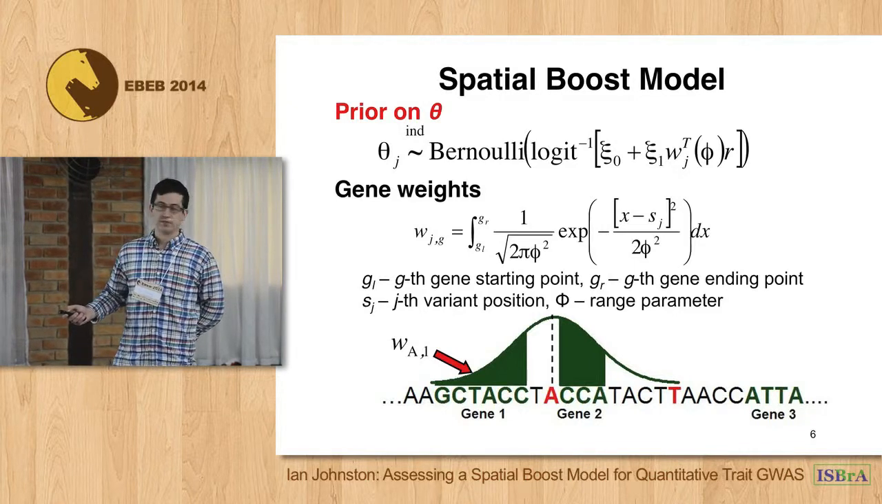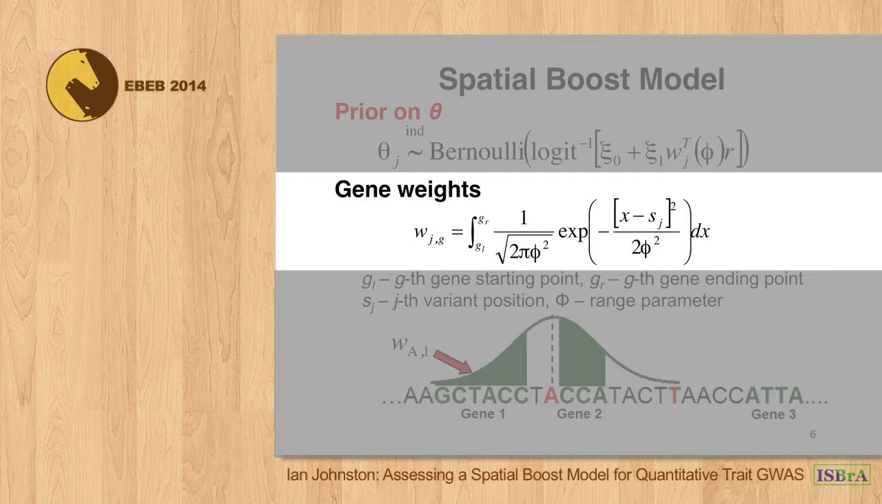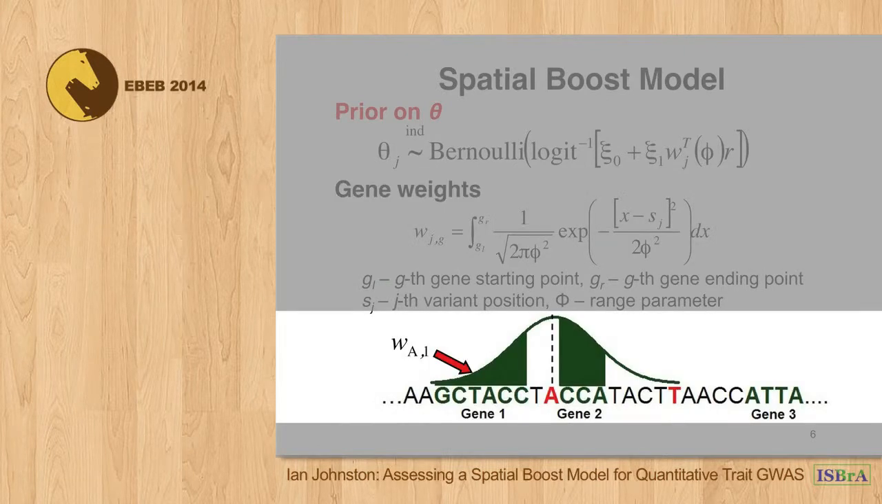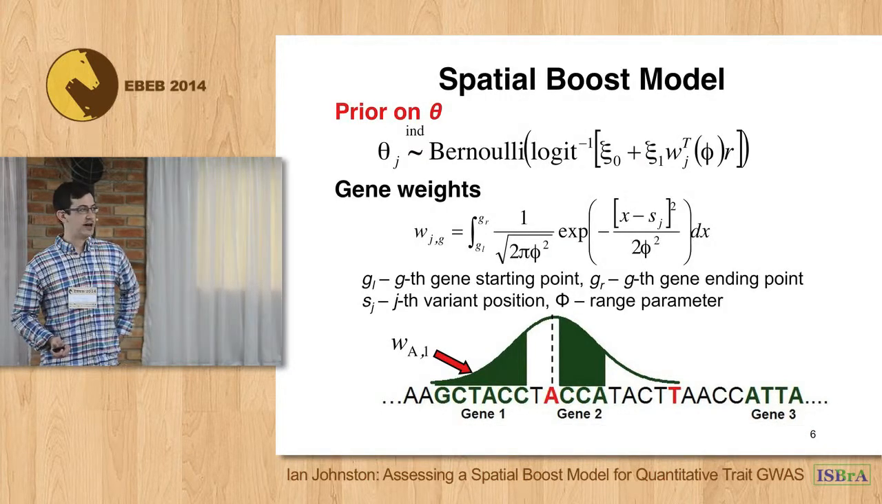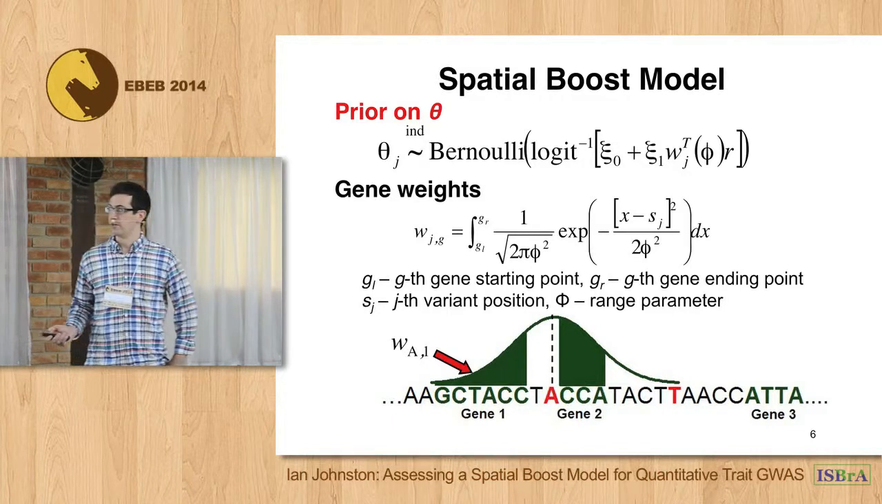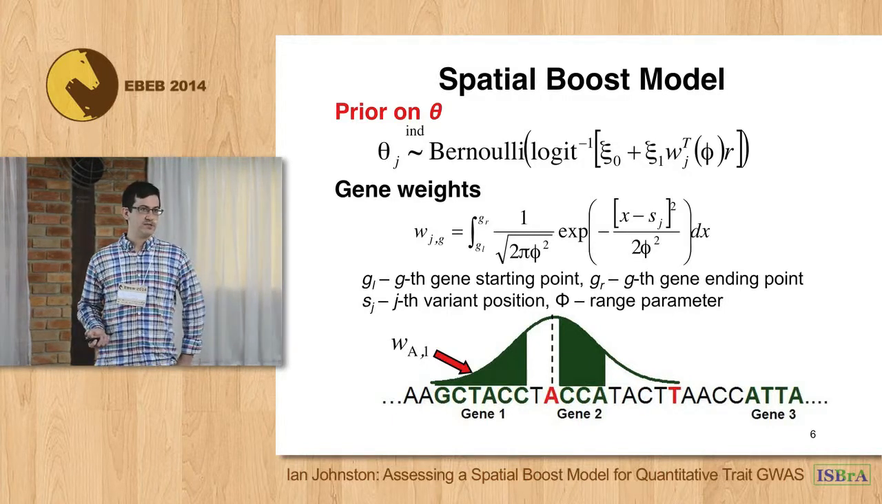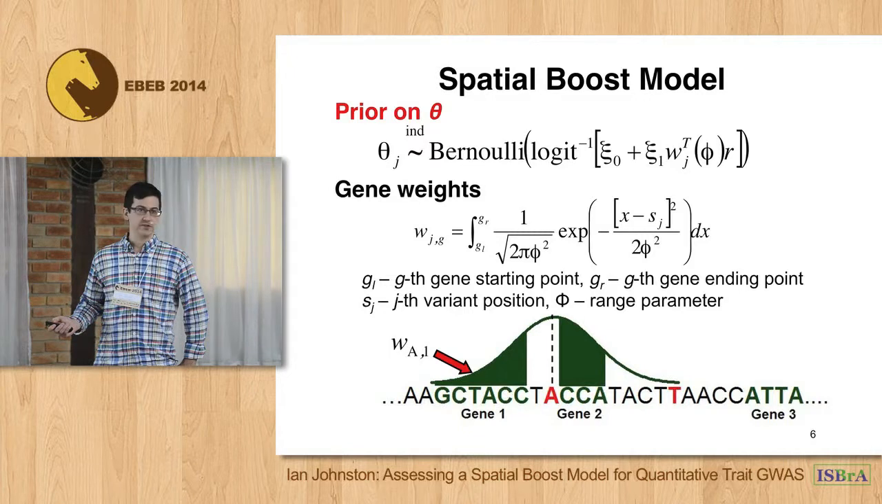So here's a little more detail about the gene boost term and our gene weights. So the weights themselves are defined in this way. And the equation is here, but it's much easier if I just start from the picture. So basically what we do is we center a Gaussian curve at a particular variant. So if you can see here, I have a variant A in red, and I have some genes in green. So we center a Gaussian curve at a particular variant, here variant A, and the curve will have a standard deviation equal to this phi, and we call phi our range parameter.